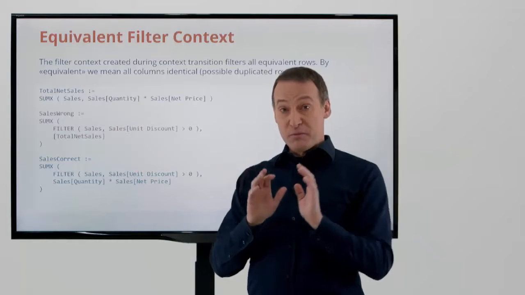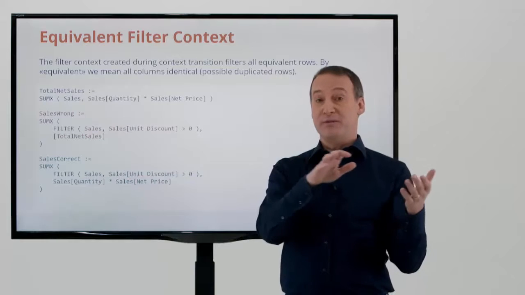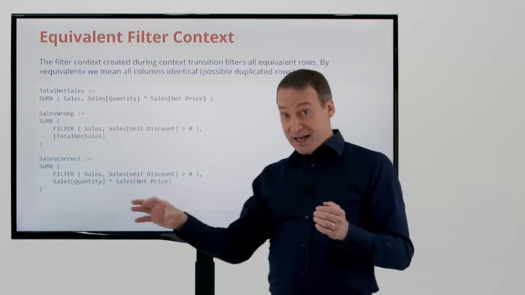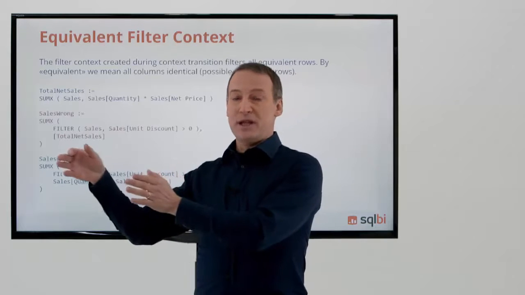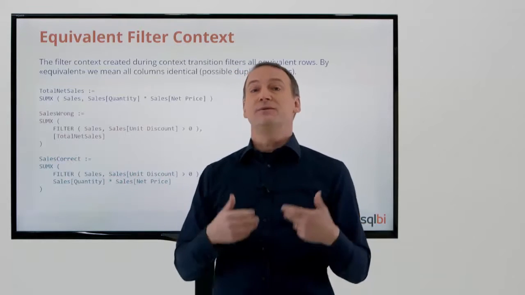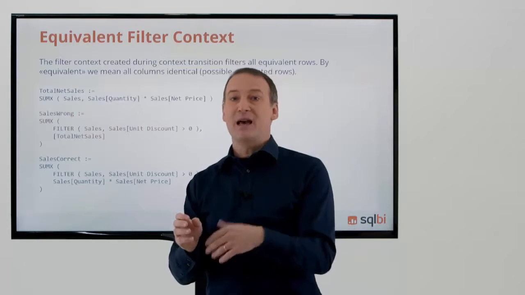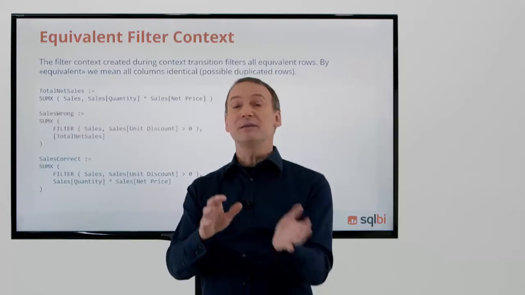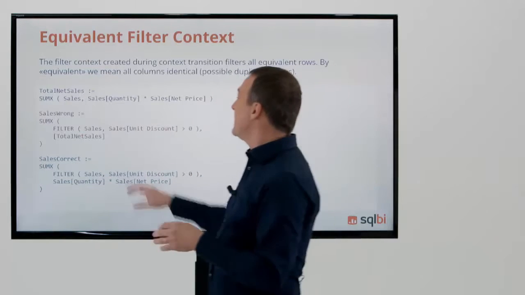And this is important to remember, because in order to generate the equivalent filter context, DAX generates one filter for all the columns of a table. But in the case where you have identical rows in the same table, you might end up having a filter context that contains multiple rows. And we can see that with a demo on this code.